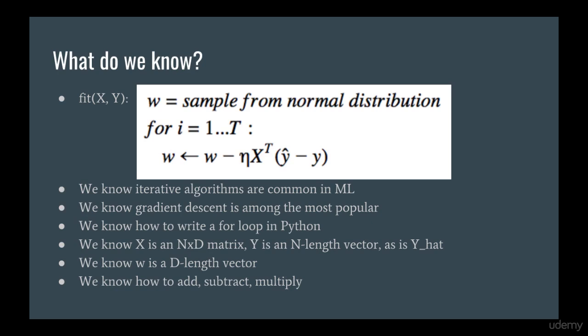You know that X is an n by d matrix containing the input data, and that Y is an n-size vector containing the targets. You know that Y hat is an n-size vector containing the predictions. You know that W is a d-size vector containing the model parameters. And you know how to add, subtract, and multiply these objects. So we can write this algorithm without even knowing how it works. Of course, a lot about how it works can just be inferred from this formula.